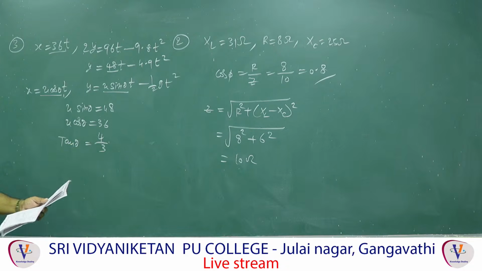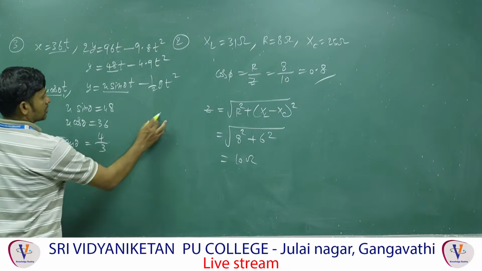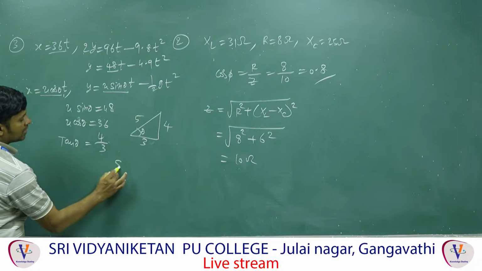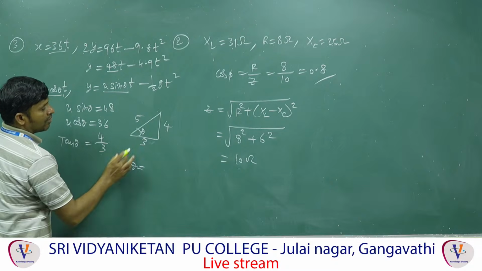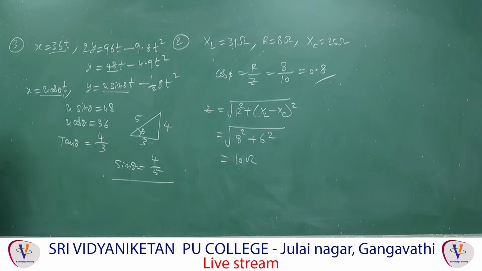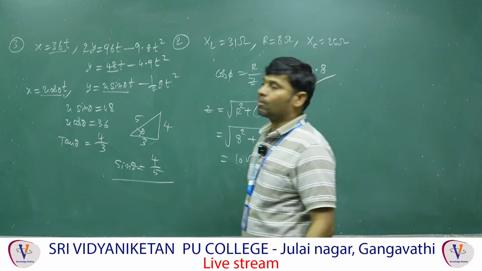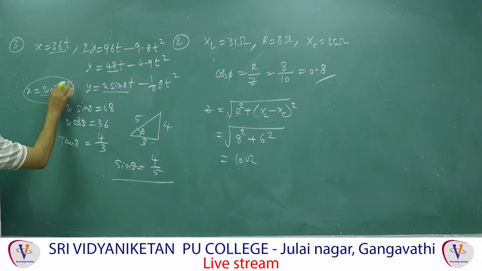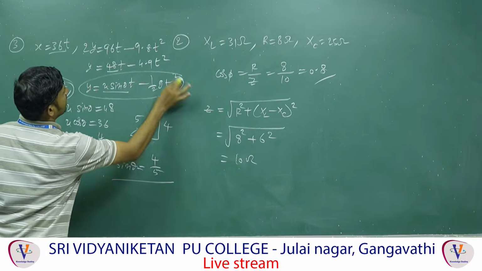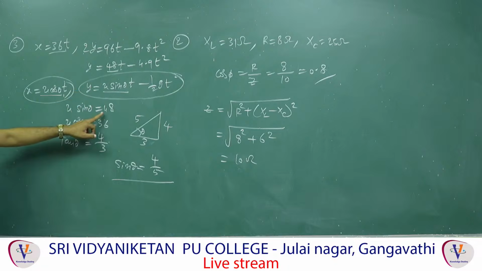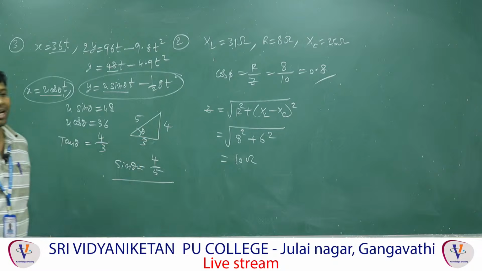But in the options all the values are given in sin, so take them in a triangle. Tan theta is opposite side by adjacent side, and the hypotenuse is 5. That's why sin theta is opposite side by hypotenuse, which is 4 by 5. That's why theta is equal to sin inverse of 4 by 5. After t seconds in a projectile case, x is u cos theta t and y is u sin theta t minus half gt square. Comparing, u cos theta is 36 and u sin theta is 48. We divide them to get tan theta, but in the option only sin theta is given, so take the triangle and we get the sin theta value.